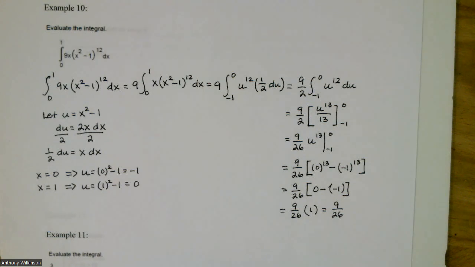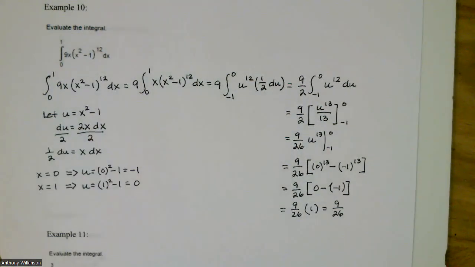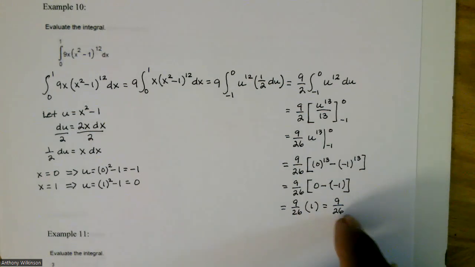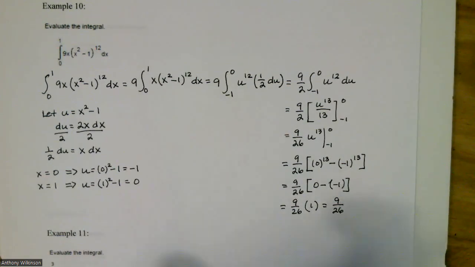All right, so in this case here, that would be the area of this function between 0 and 1. And sometimes it's best to do it this way so that you can get the area quicker.